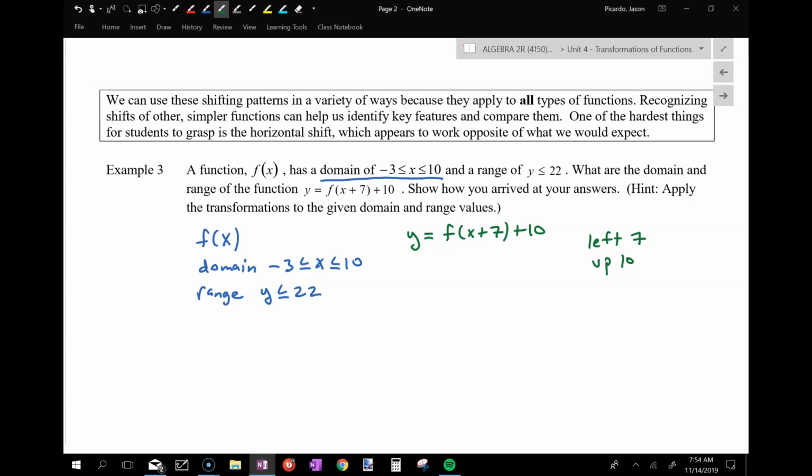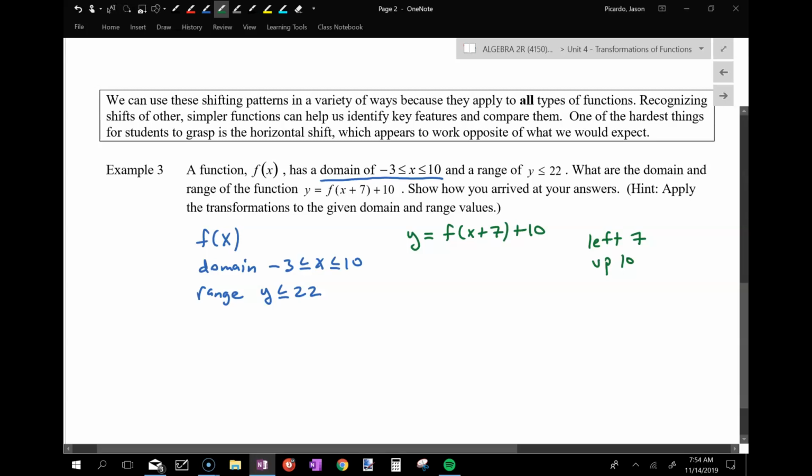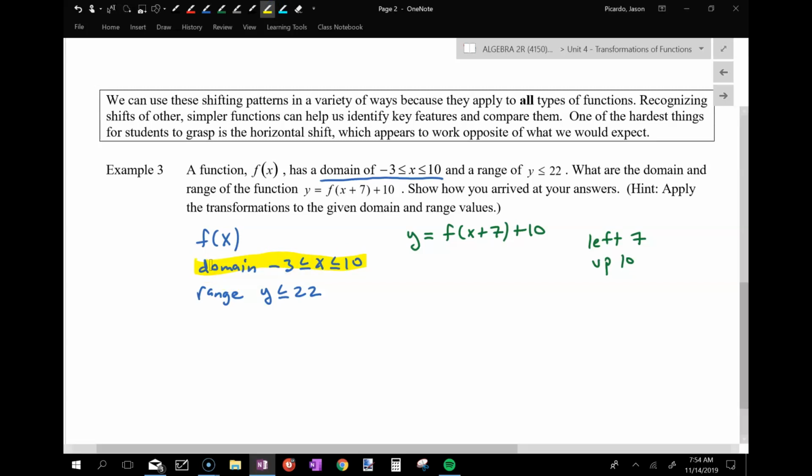This domain starts at -3 and goes to 10. What am I going to do to this graph? I'm going to shift it to the left 7. So didn't I just literally take -3 and 10 and subtract 7 from both of those to do that? That makes sense? Okay. And then my range is y is less than or equal to 22.